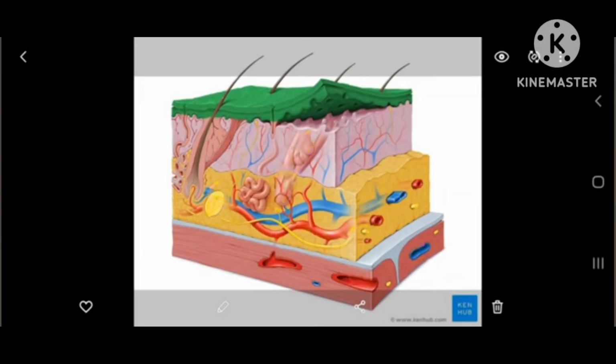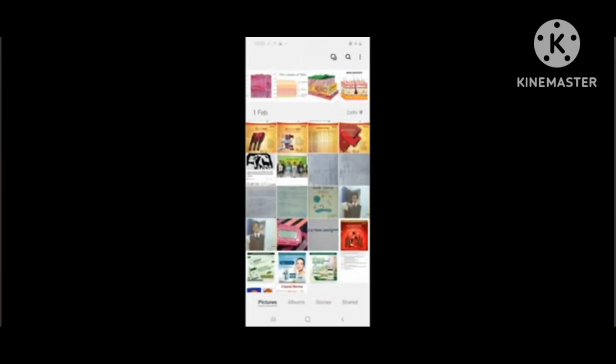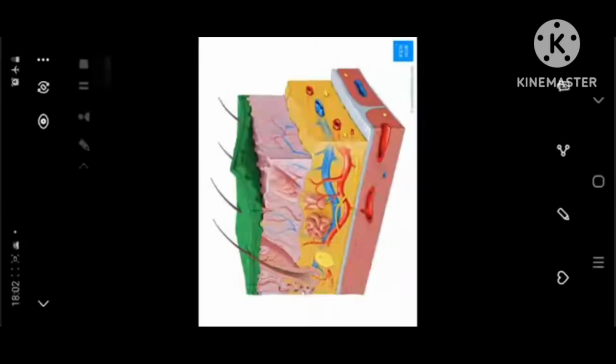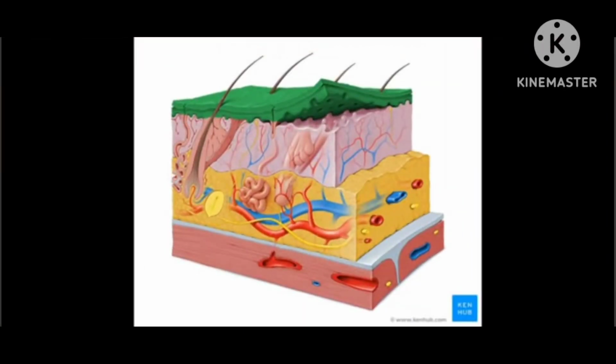Okay, let me take another color. Okay, this is the nerve. Let me tell you some more layers of the dermis. The dermis is divided into 2 more layers: the papillary layer of dermis and the reticular layer of dermis. As you can see, the papillary layer of dermis has some papilla on it. These tiny projections are known as papilla. And this is the reticular layer of dermis.